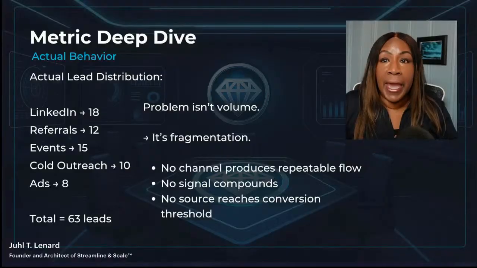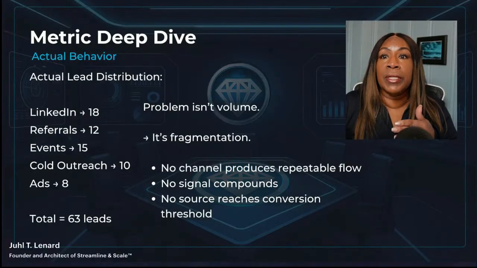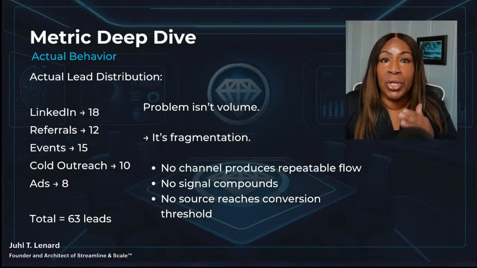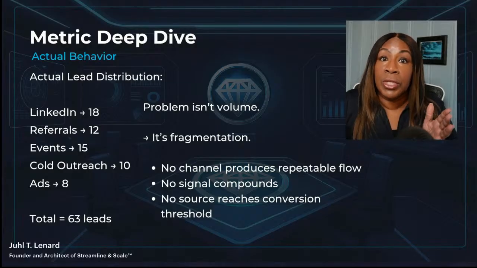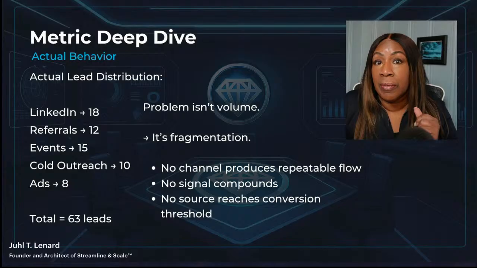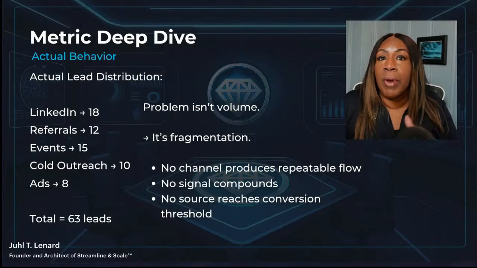The actual behavior for this agency is, and what they really have, right? We're looking for concentrated signal. So they have 18 leads coming in from LinkedIn, 12 from referrals, 15 from events, 10 on cold outreach, and 8 from ads. So a total of 63, which is very close. They need 70, right?